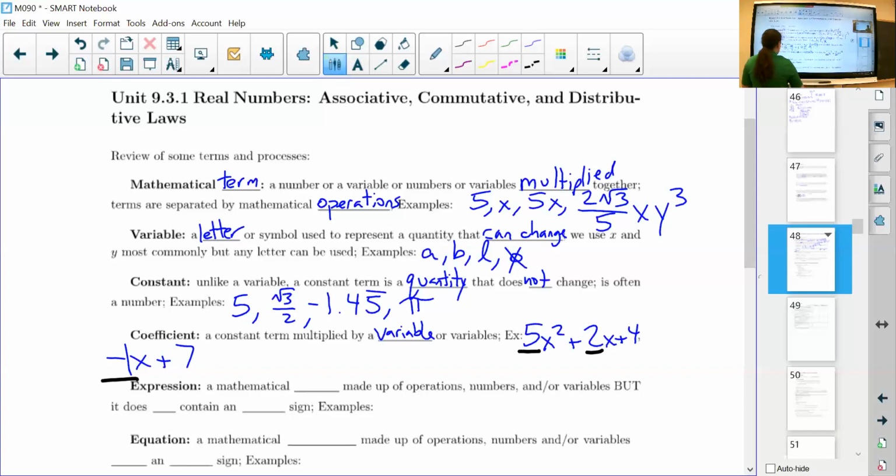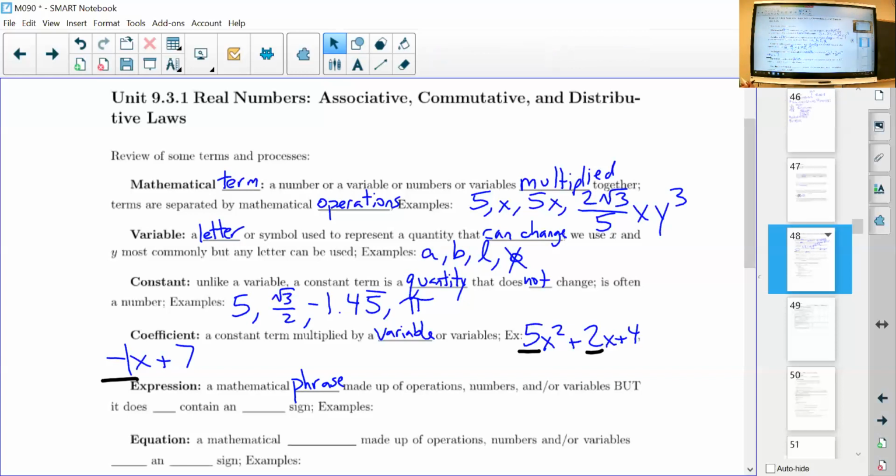An expression is a mathematical phrase that we make with operations, numbers, variables. It never has an equal sign. It does not contain an equal sign. So some examples of expressions: 2 plus 4, that's an expression, or 5x plus 1/2, or negative 9 minus 6. Those are all expressions, just partial ideas, phrases.